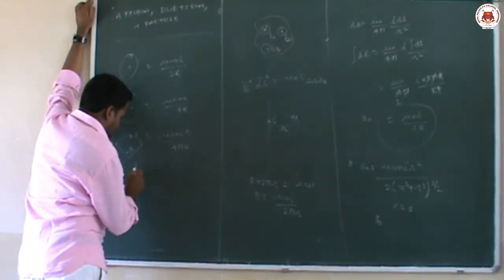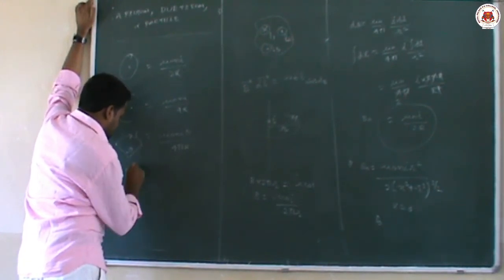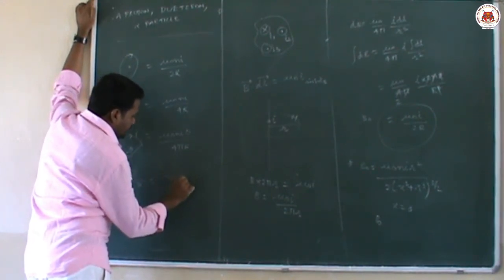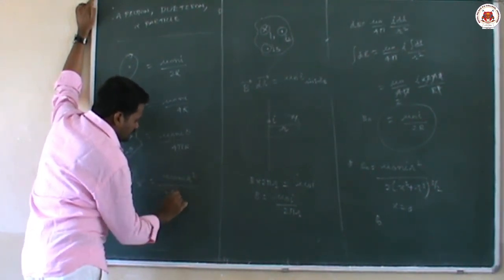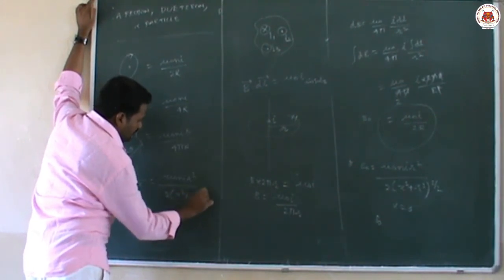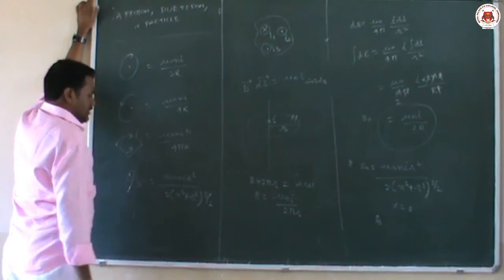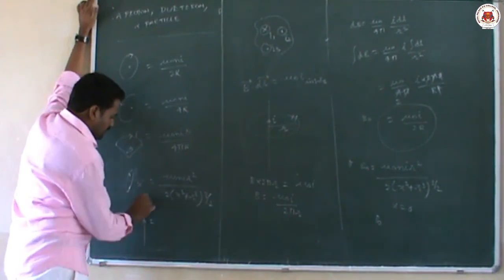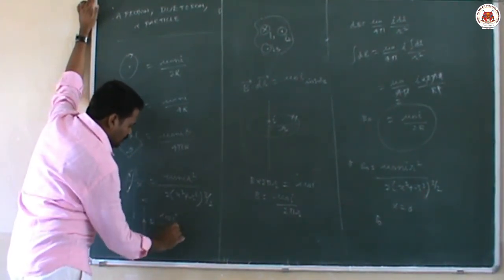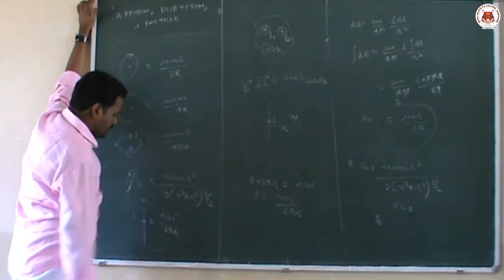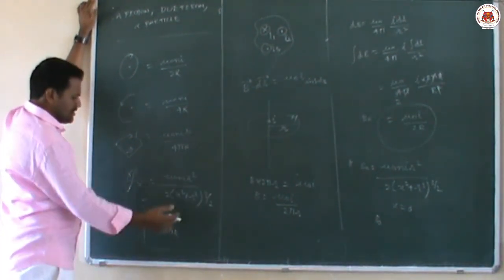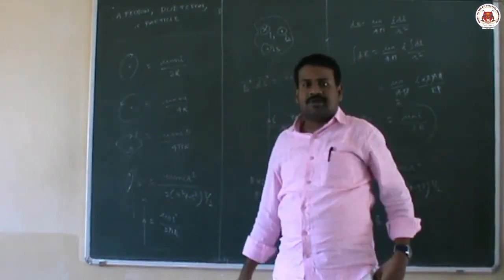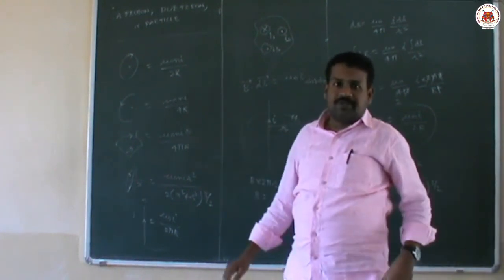Next, the magnetic field due to a circular coil on its axis at a distance x is mu naught N I r square by 2 into (x square plus r square) whole power 3 by 2. Next, the magnetic field due to an infinitely long wire at a distance r from its axis is mu naught I by 2 pi r. So these are all the formulas we studied in Biot-Savart law.